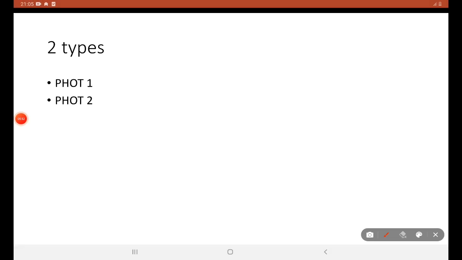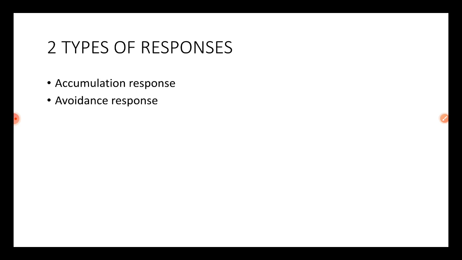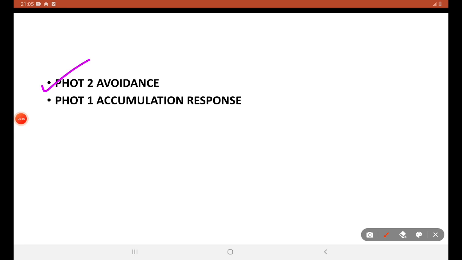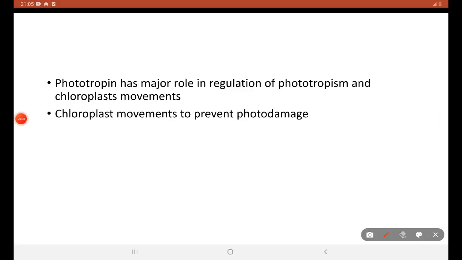There are two types of phototropin. The first type is phot1, the next type is phot2. These two are associated with accumulation responses and avoidance responses. Phot2 will exhibit avoidance response, phot1 will exhibit accumulation response. Let's see what is avoidance response and accumulation response.